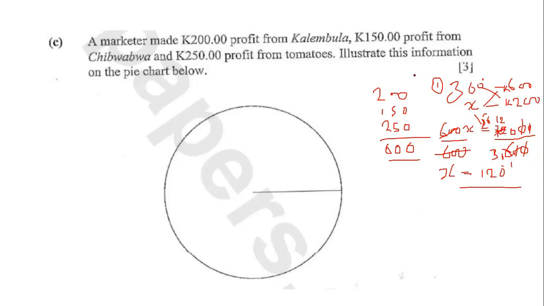All right, let's go to the second one. The second one is 150 kwacha. You still use the same approach. You still say 360 degrees is equivalent to 600 kwacha. Then you ask yourself, what degree will be equivalent to 150 kwacha?